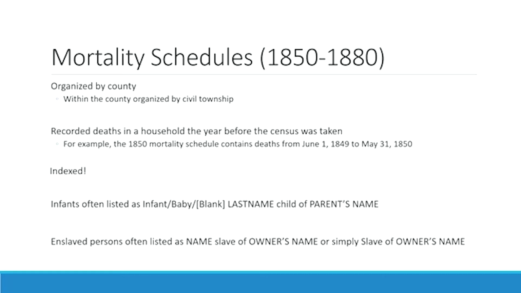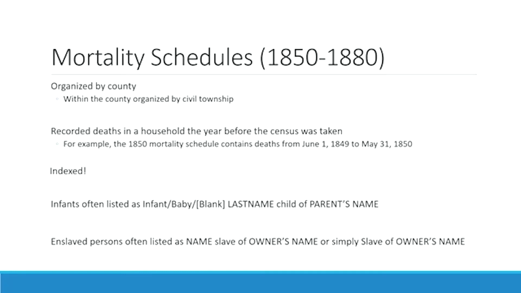Unlike the ag and industrial schedules, these are indexed, so they're fairly easy to search. One thing you do want to keep in mind, infants are often listed just as infant or baby or blank, last name, child of parent's name. So often infants who died early on are not on this census with a name.